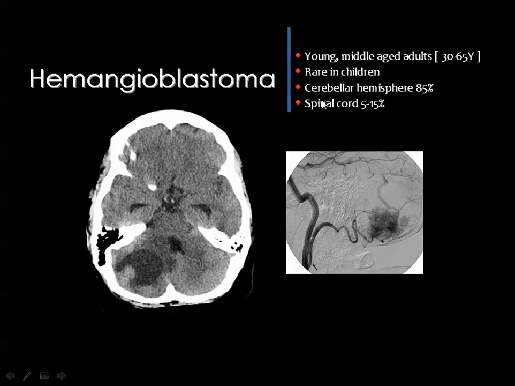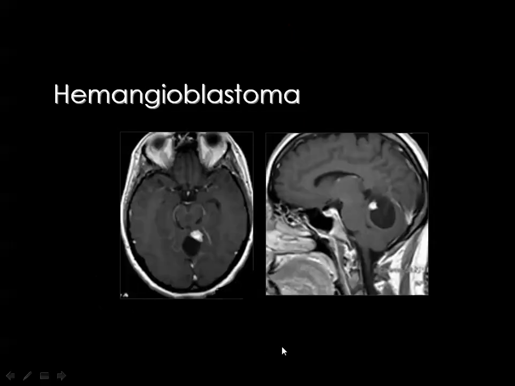The hemangioblastoma is located mainly in the cerebellar hemisphere in about 85% of the cases, and about 15% of the cases are located in the spinal cord. Then the hemangioblastoma will appear as a cyst with an enhancing mural nodule. And the difference between it and pilocytic astrocytoma is that the mural nodule is hypervascular in cases of hemangioblastoma. Then if you have an angiogram, you will see the mural nodule showing homogeneous tumor blush with tumor neovascularity surrounding the site of the nodule.